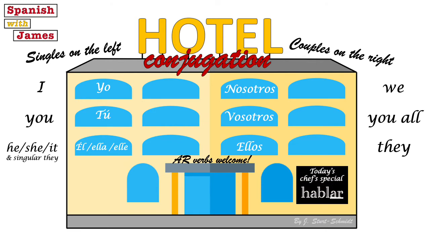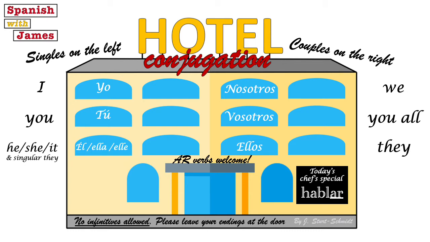So in this hotel, this AR Verb Hotel, today's chef special is the verb hablar. Hablar means to speak or to talk. Now we know we need to leave our verb ending at the door. There's no infinitives allowed in the hotel. So we get rid of that AR and then we add our o, as, a, amos, áis, an. Now practice repeating those after me because it's a really good way to remember them. O, as, a, amos, áis, an.